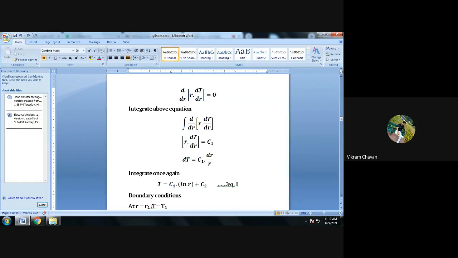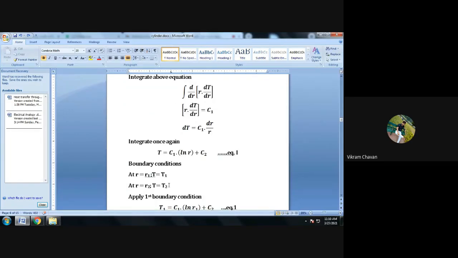Afterward we have to decide the boundary conditions to find out the constants c1 and c2. We will get the boundary conditions by considering the diagram only. When we are at the internal surface of the cylinder, at that point the radius is R1. At that moment, what is the temperature of that internal surface? Temperature is T1. So when R is equal to R1, T becomes T1.